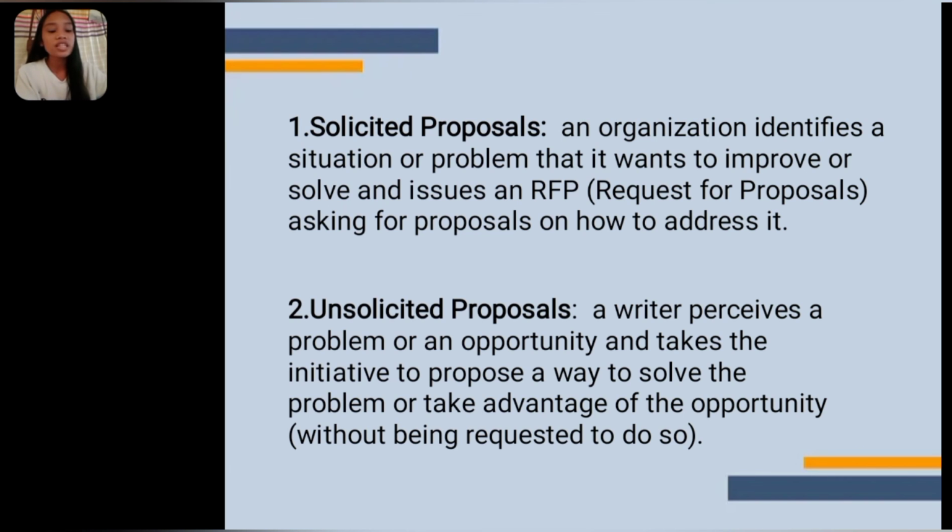The requesting organization will build proposals and choose the most convincing one, often using a detailed scoring rubric, an objective chart, to determine which proposal best responds to the request. Then second, unsolicited proposals. A writer perceives a problem or opportunity and takes the initiative to propose a way to solve the problem or take advantage of the opportunity without being requested to do so. So this can often be the most difficult kind of proposal to get approved.